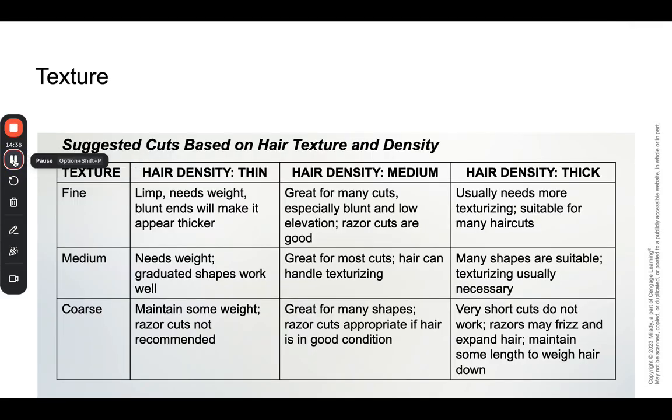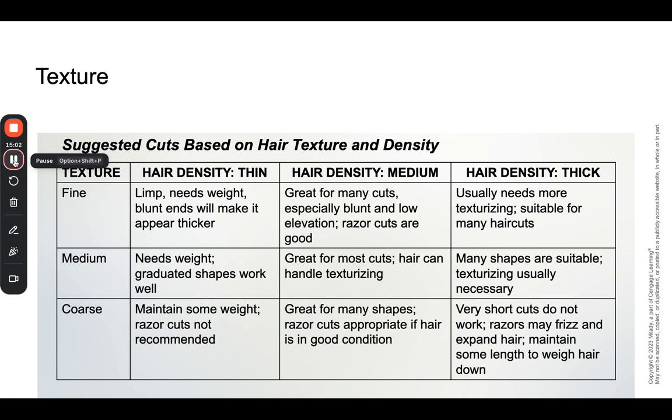If you're following along in your textbook, you'll be able to find this chart here on page 254, and it suggests cuts based on hair texture and density. So I recommend that you make a cheat sheet, print this out, or take your notes. And as you can see, it discusses fine, medium, and coarse hair and the different densities and the best ways to cut those types of hair.